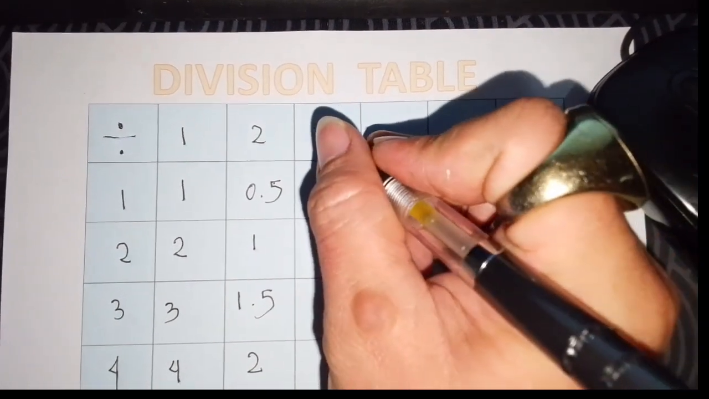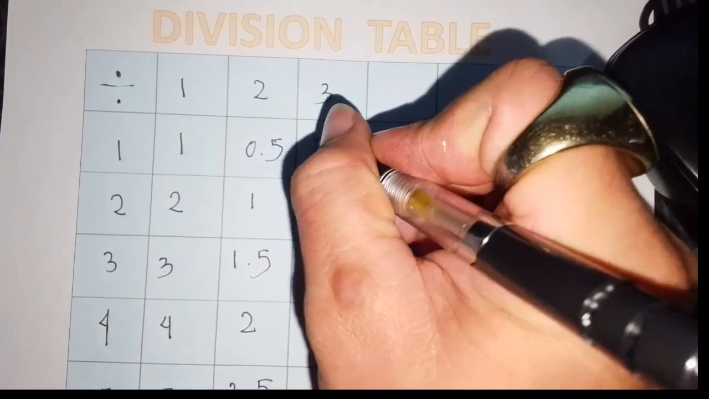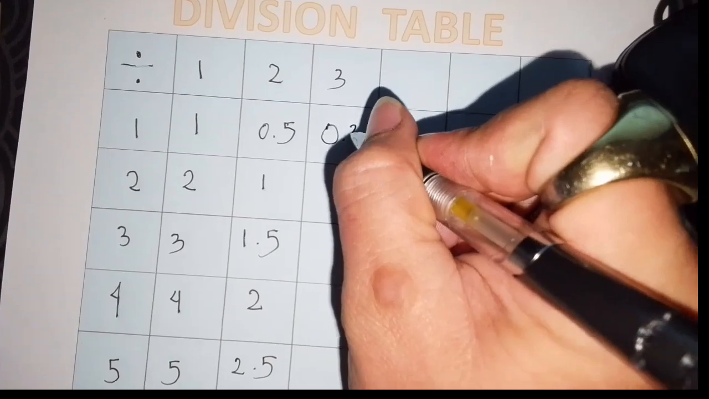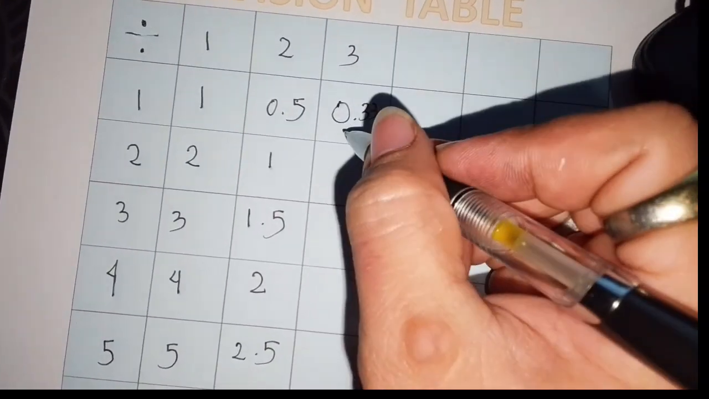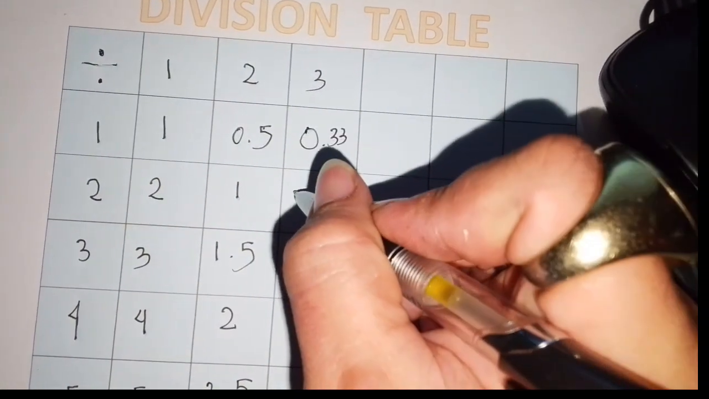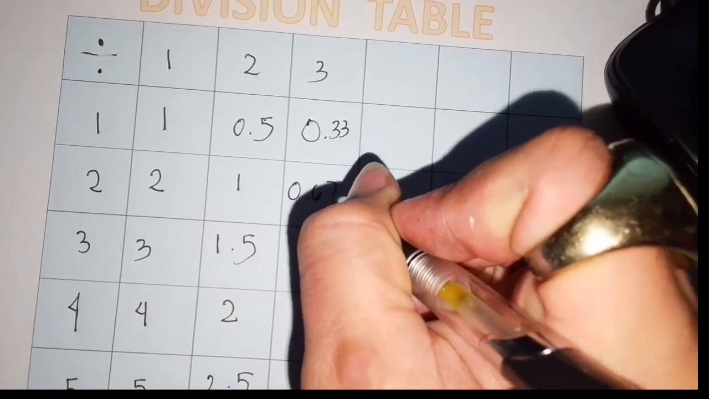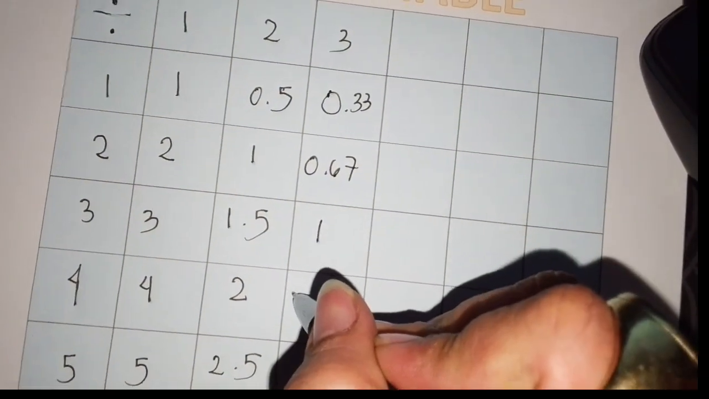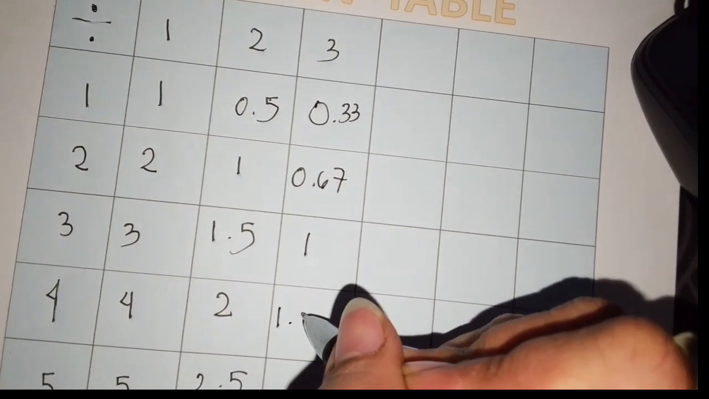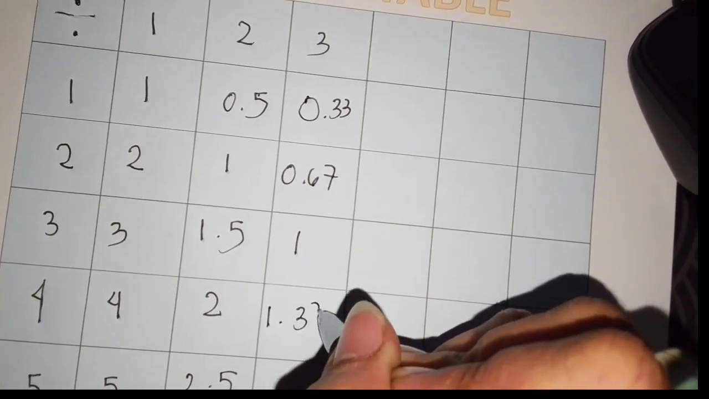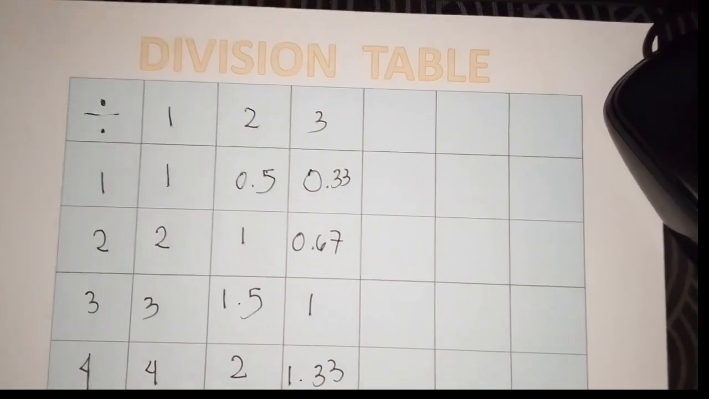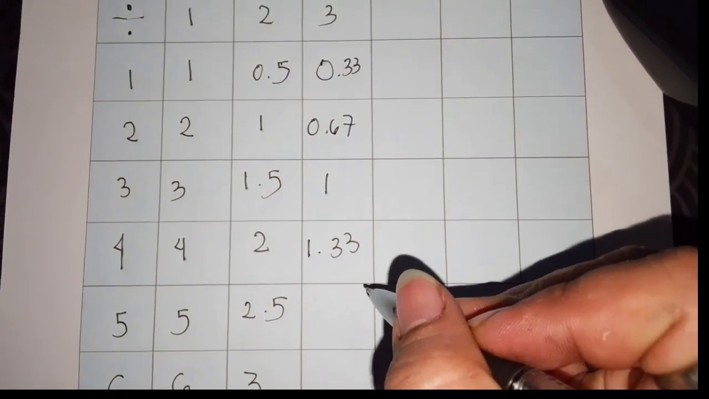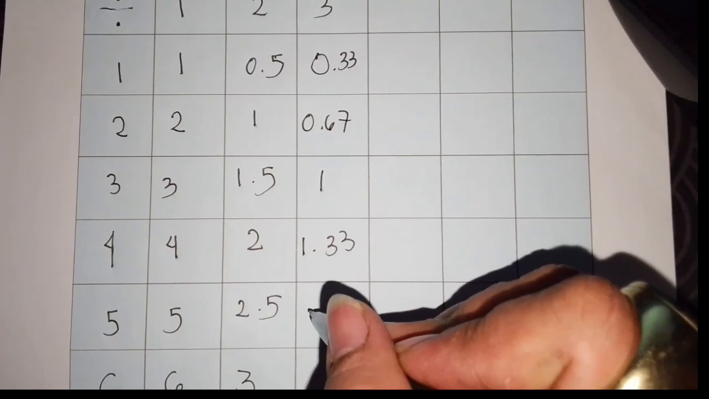So I'm in the fourth column, by 3. So 1 divided by 3 is 0.333. So that was continuous, so I get two decimal places. So 2 divided by 3 is 0.67. 3 divided by 3 is 1. 4 divided by 3 is 1.33. And then next to 5 and 6.